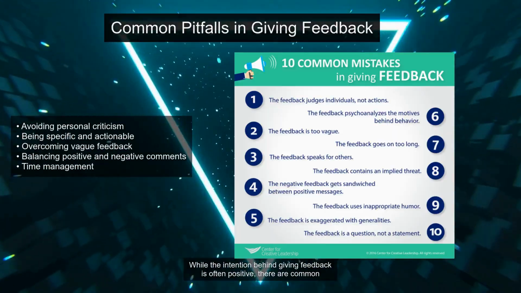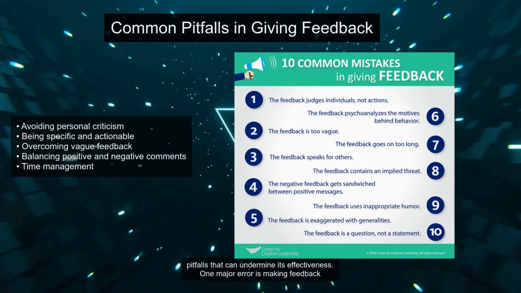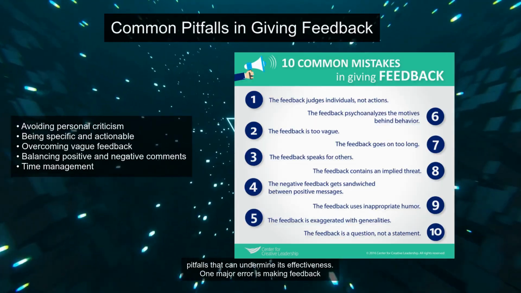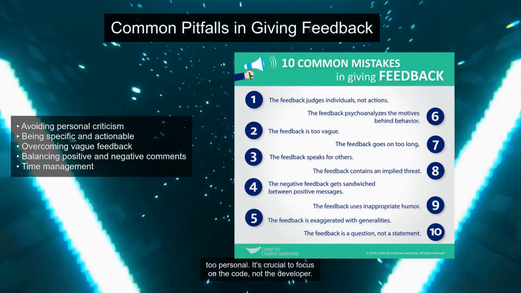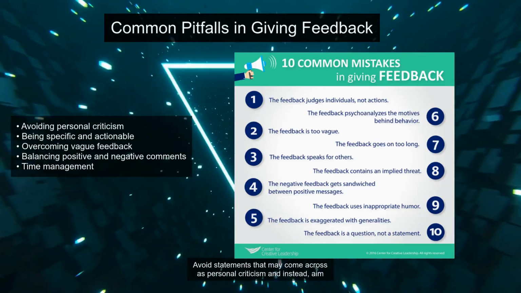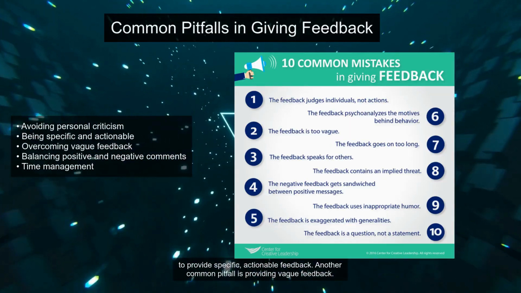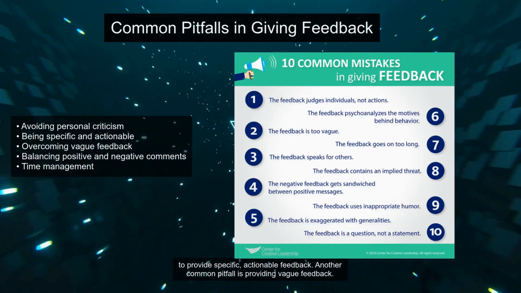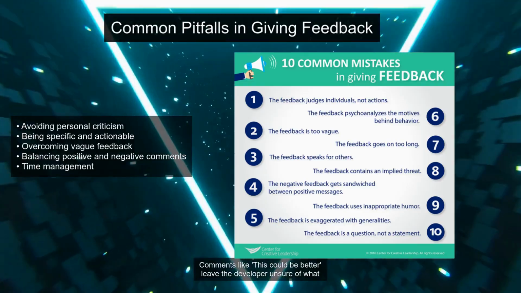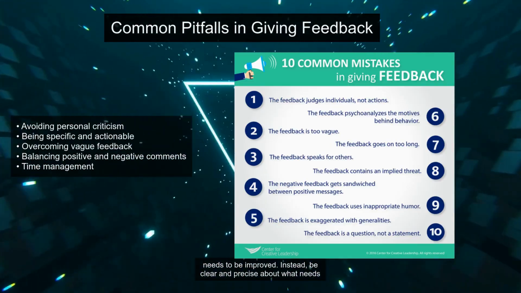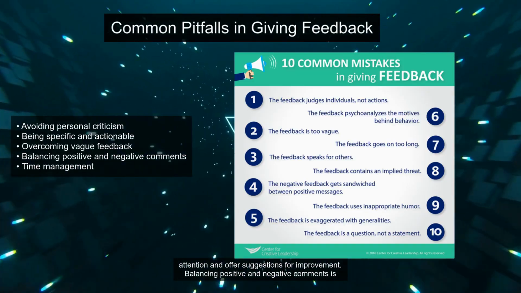While the intention behind giving feedback is often positive, there are common pitfalls that can undermine its effectiveness. One major error is making feedback too personal. It's crucial to focus on the code, not the developer. Avoid statements that may come across as personal criticism and instead, aim to provide specific, actionable feedback. Another common pitfall is providing vague feedback. Comments like "this could be better" leave the developer unsure of what needs to be improved. Instead, be clear and precise about what needs attention and offer suggestions for improvement.